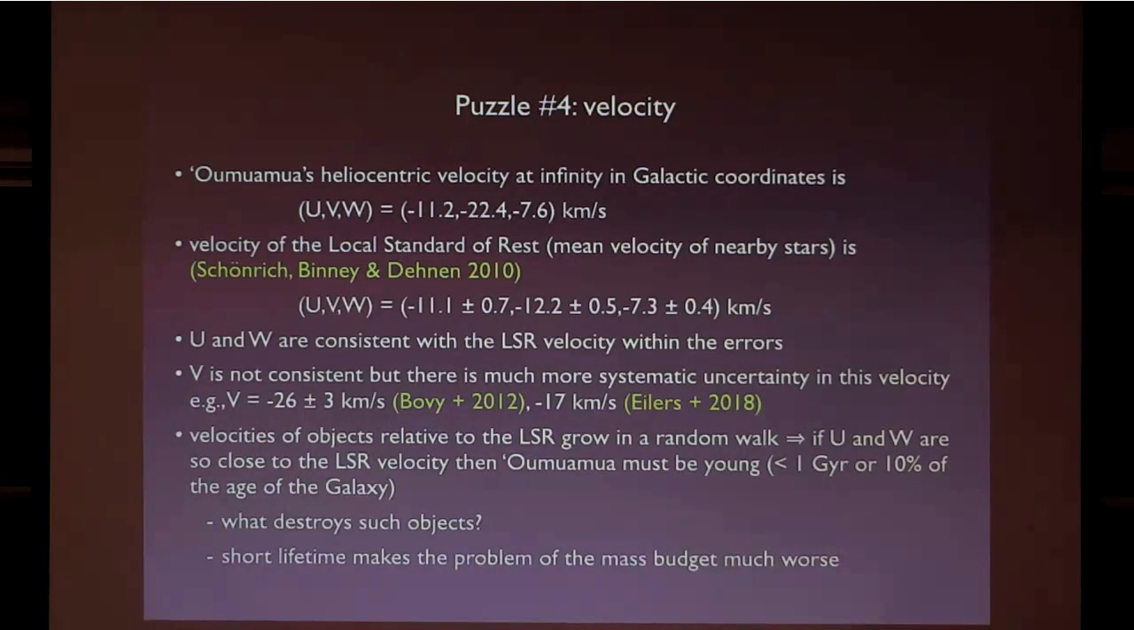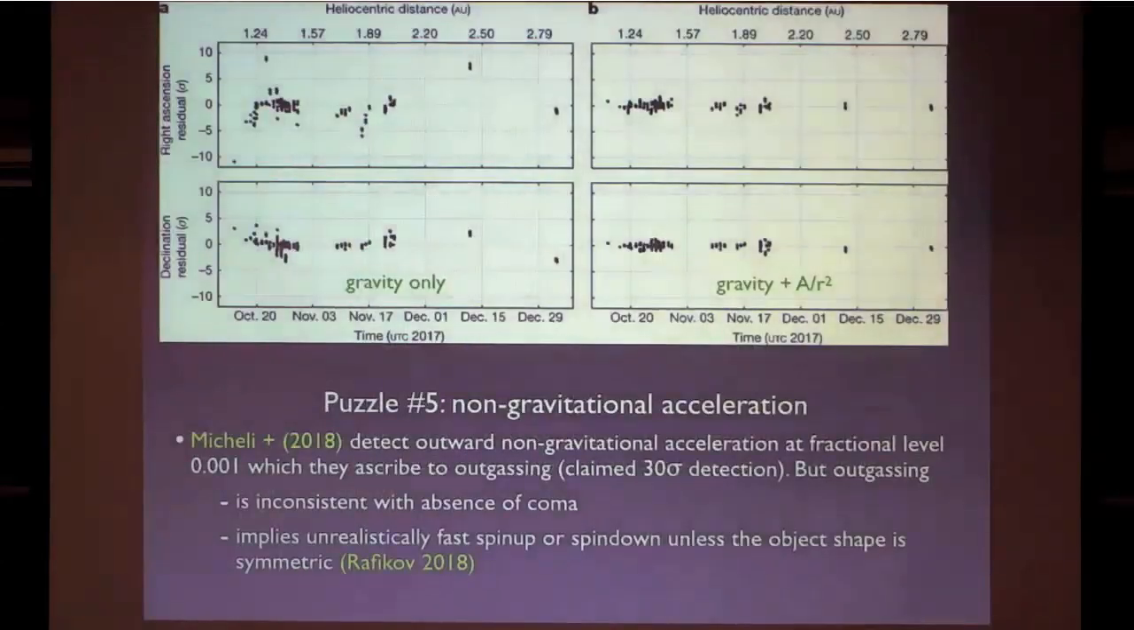But the velocities of objects like stars or small bodies relative to the local standard of rest increase in a random walk with age as a result of kicks from giant molecular clouds. So if it's going to be so close to the local standard of rest, it must be very young, less than a gigayear. Then you have to ask what destroyed it. We know of no process that would destroy old Oumuamuas, so why is the first one we're seeing young? And of course, if the lifetime is short, the problem with the mass budget is much worse. There's also a puzzle about the non-gravitational acceleration.